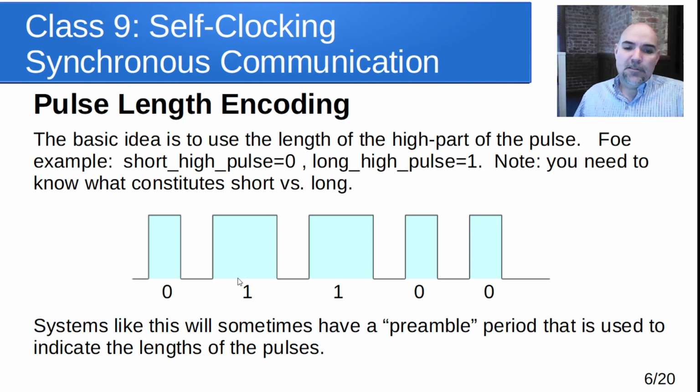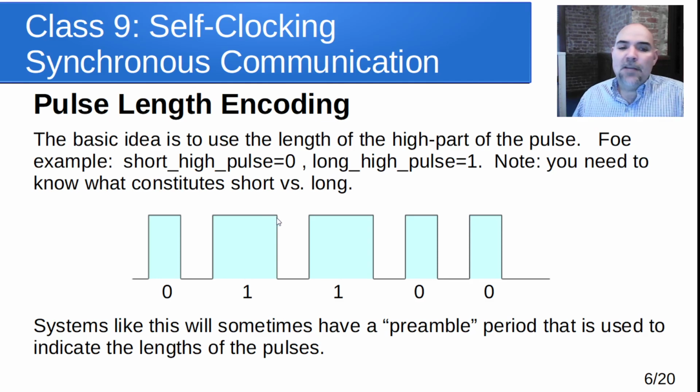Now, note that in order for this to work, and again, this looks just like a clock. It's high, low, high, low, high, low. But what matters here is how long is it high. If it's a short duration, it's a 0. If it's a long duration, it's a 1.